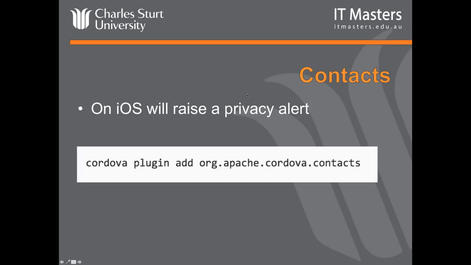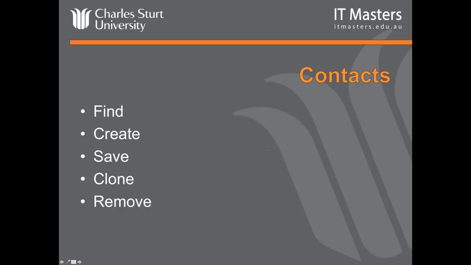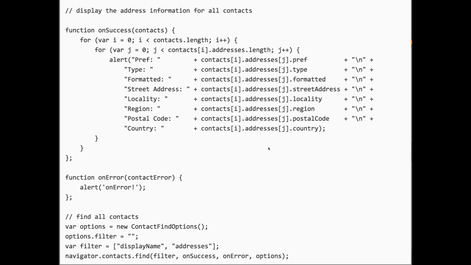All right, so with that said, if the user does give access to the contacts when you try and do it, then we can go ahead and do some pretty powerful stuff with that contact list. Now, we've got to add the plugin in, obviously, as we have in the past. And then what we can do is things like find a contact. We can create a new one. We can save it. We can copy one and clone it. We can remove contacts as well. We can update them. We can add new addresses, all sorts of stuff. Very, very cool. So here's a bit of code.